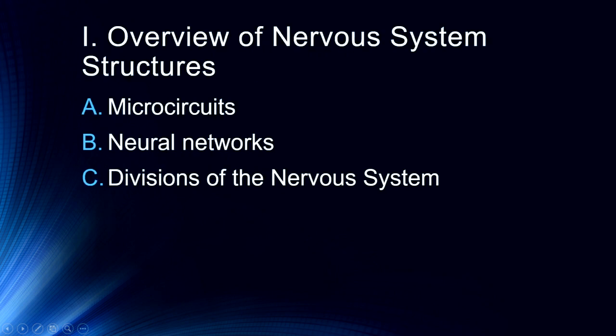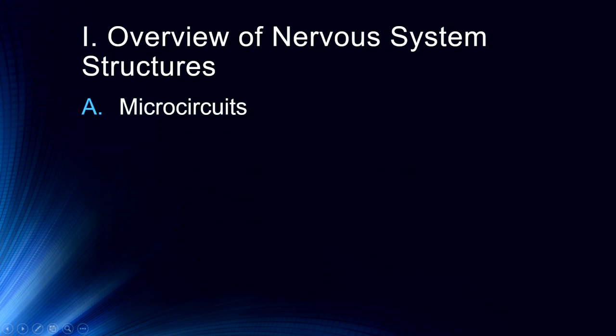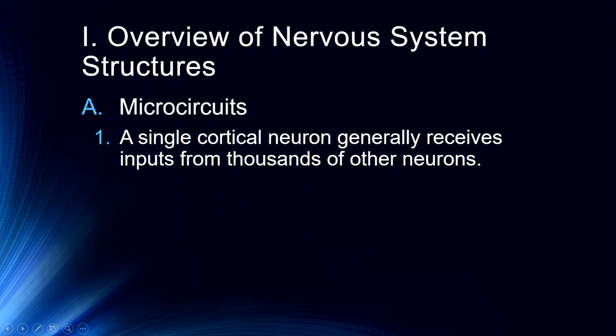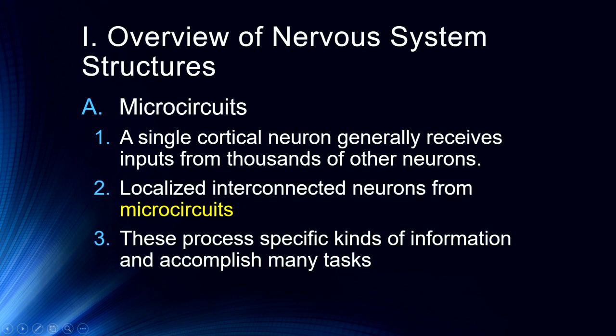So let's start off with some overview of nervous system structures. This is a more fine-grained look at the ways in which the nervous system is built. So we'll start by looking at what are called microcircuits, then move up to neural networks, and then get to the divisions of the nervous system. So in microcircuits, these are generally localized circuits. A single cortical neuron generally receives inputs from thousands of other neurons, 1,000 to 5,000 other neurons. So this would be a single local microcircuit.